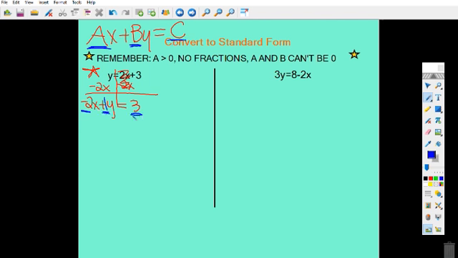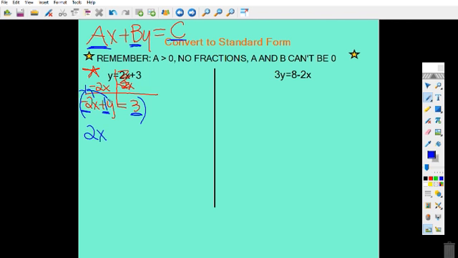But there's one thing that is wrong. Remember we said that A cannot be negative. It has to be positive, okay? So this is kind of tricky. How we do this? We have to multiply the whole thing by -1. Okay? So I'm going to multiply the whole equation by this -1. I kind of ran out of room. So we're going to distribute it.